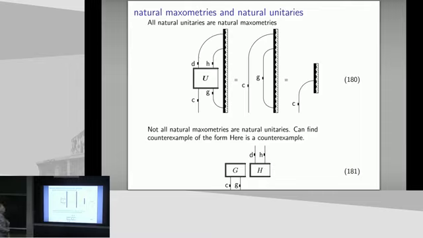Okay. And the converse, the inverse of that is also true. You flip that diagram upside down. However, not all natural maxometries are unitaries. Here I'm talking about natural maxometries because they have these mirrors with the curly thing on. Not all these natural maxometries are in fact unitaries, and you can cook up examples that prove that.